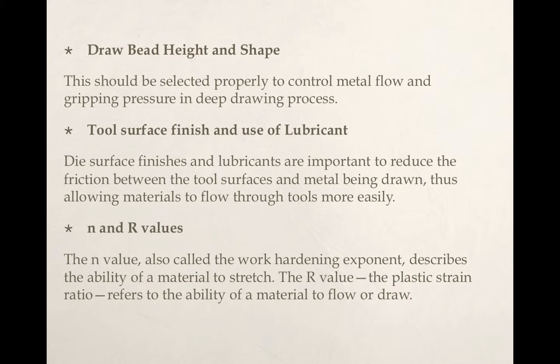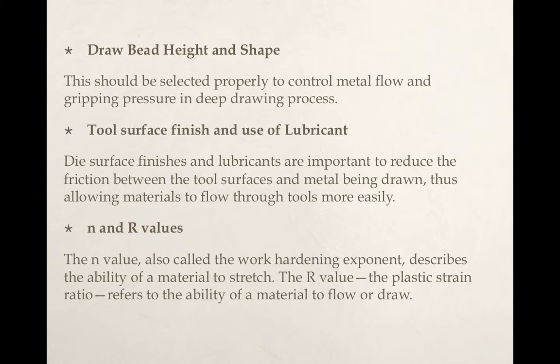And then we have the draw bead height and shape. They should be selected properly to control metal flow and gripping pressure in the deep drawing process. Draw bead height and shape can cause materials to bend and unbend at the entrance, and to create restrictive forces going into a tool. So increasing pressure will exert force on the material, and it will create more restraint on the material which is going into the tool.